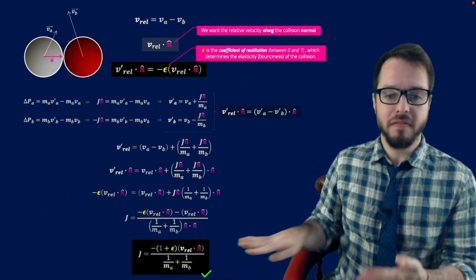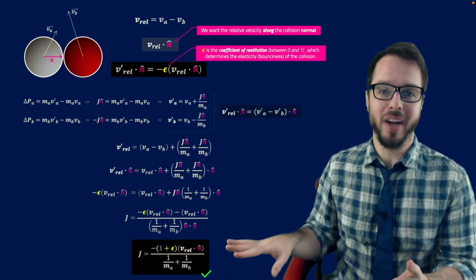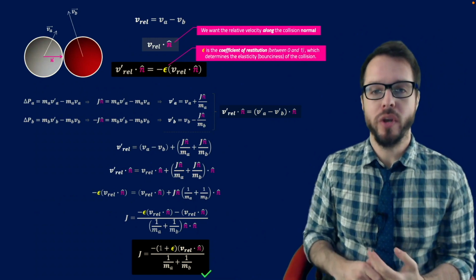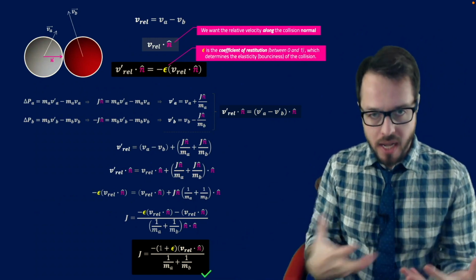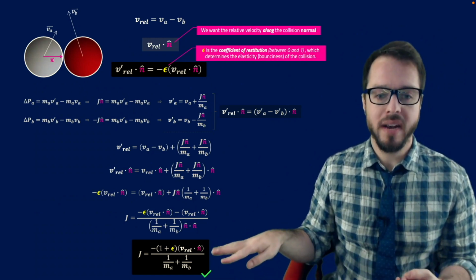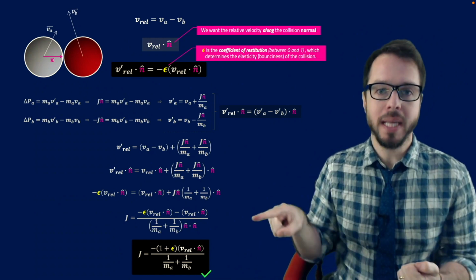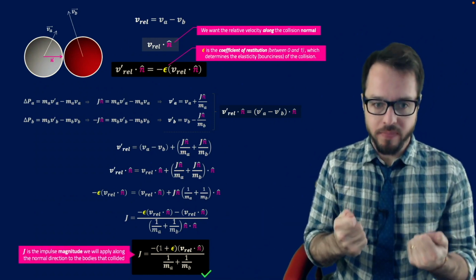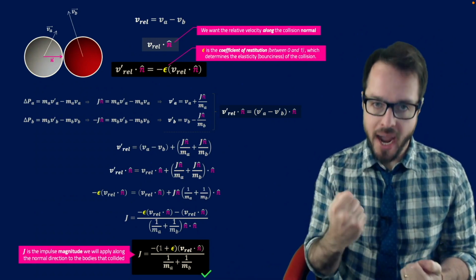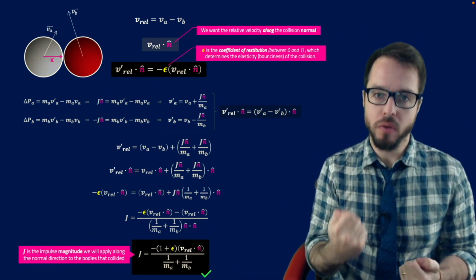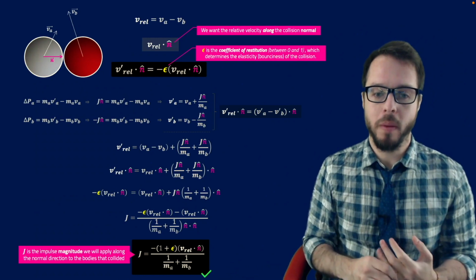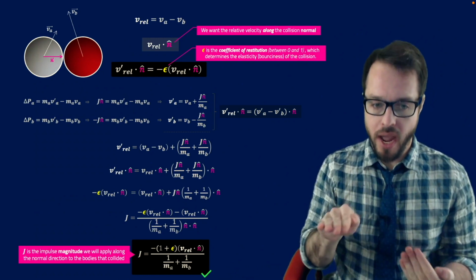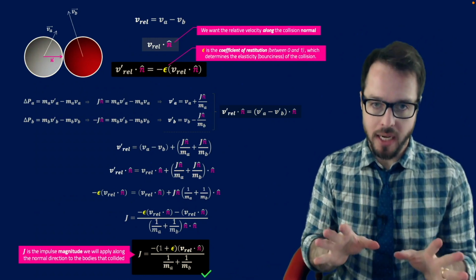And this is the final formula. Ooh, we finally got it, right? This is the formula that we're going to use, and we're going to plug in our source code to find the impulse magnitude J. And I already wrote that down. J is the impulse magnitude, right? It is the vector impulse magnitude that we have to apply along the normal direction to the bodies that just collided.